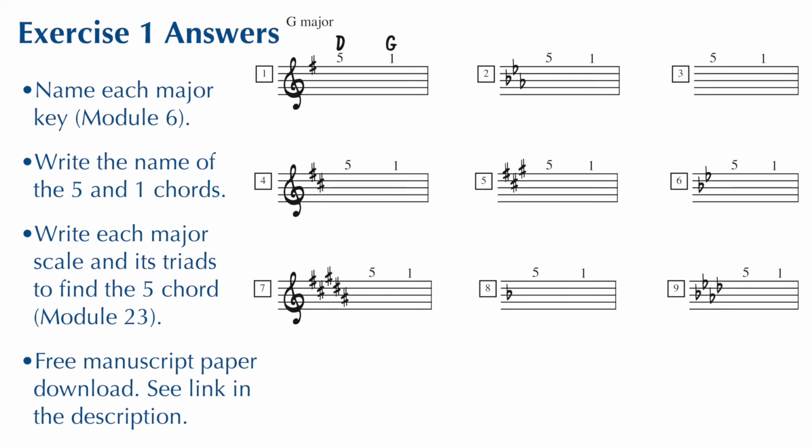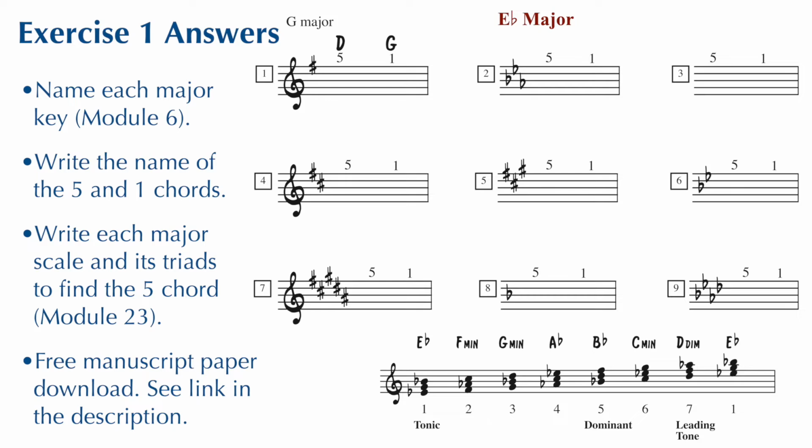Number 2, 3 flats in the key signature puts us in the key of E flat major. Of course, E flat major is the 1 chord. We can build out the E flat major scale and its triads and find that B flat major is the 5 chord. So our 5-1 progression in E flat major is B flat, E flat.